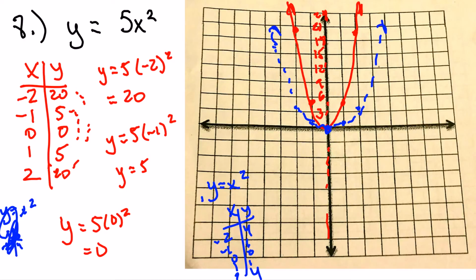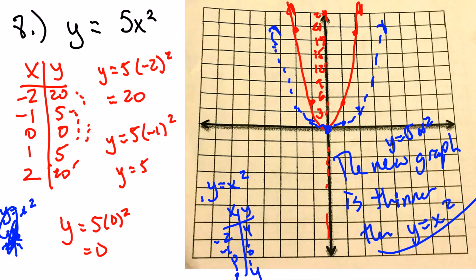And now I just got to write a sentence to say, okay, the new graph is thinner. So the new graph y equals 5x squared is thinner than y equals x squared. That's the sentence. Alright, that's it for 8.